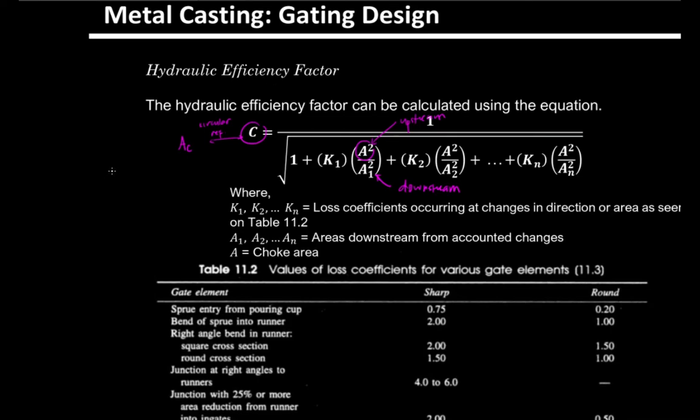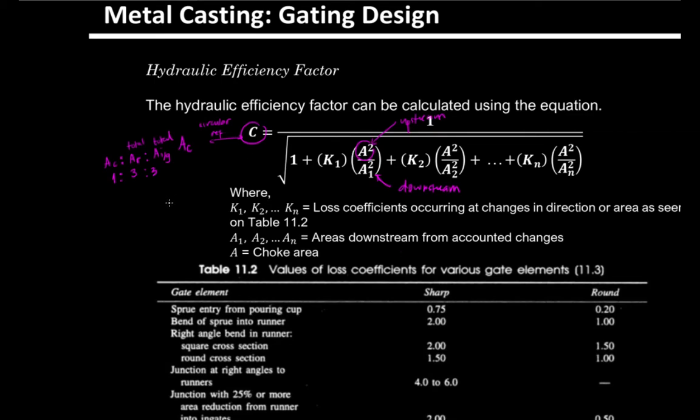I've also discussed gating ratios in that previous video. Just to refresh your memories, the gating ratio is expressed as the ratio of the choke area versus the total runner areas and the total in-gate areas. So if you have something like a gating ratio of 1:3:3, then we can solve for the hydraulic efficiency factor without actually finding the exact value for the choke area.